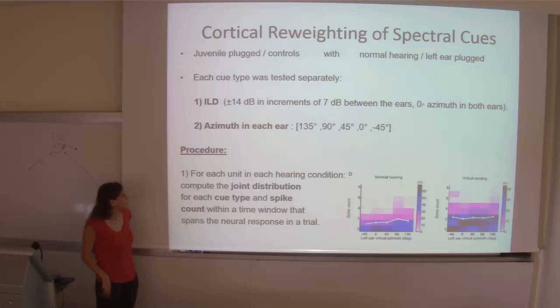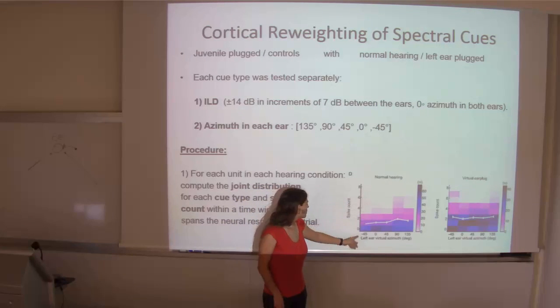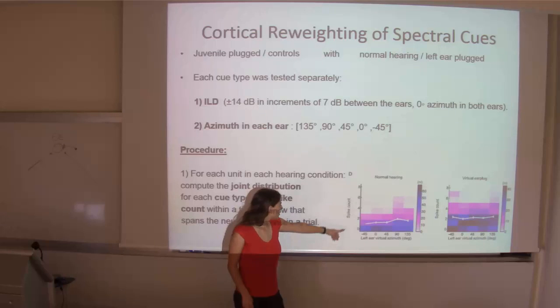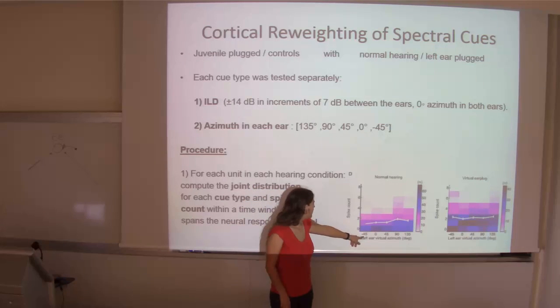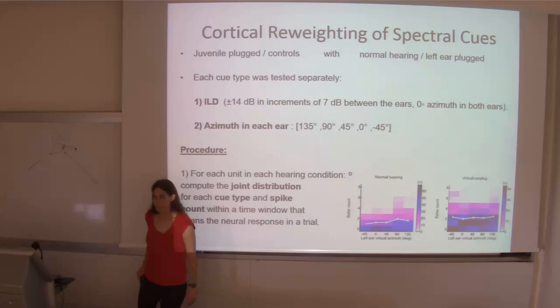So, the procedure: for each unit that was tested and each hearing condition, they calculated the joint distribution between the cue and the spike count in the response window that followed the stimulus in that trial. So what we can see here is, in normal hearing conditions for the left ear virtual azimuth, for each possible azimuth in the left ear and each possible spike count, how many of the trials made it. And the same for the virtual plug. Is that clear?